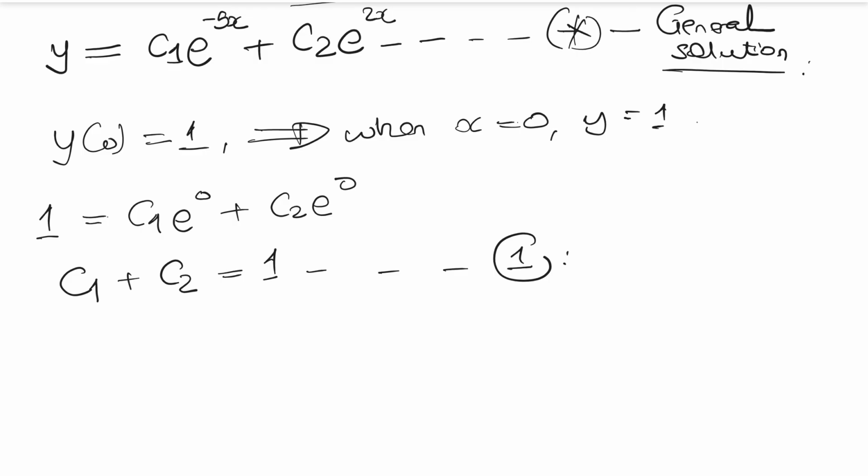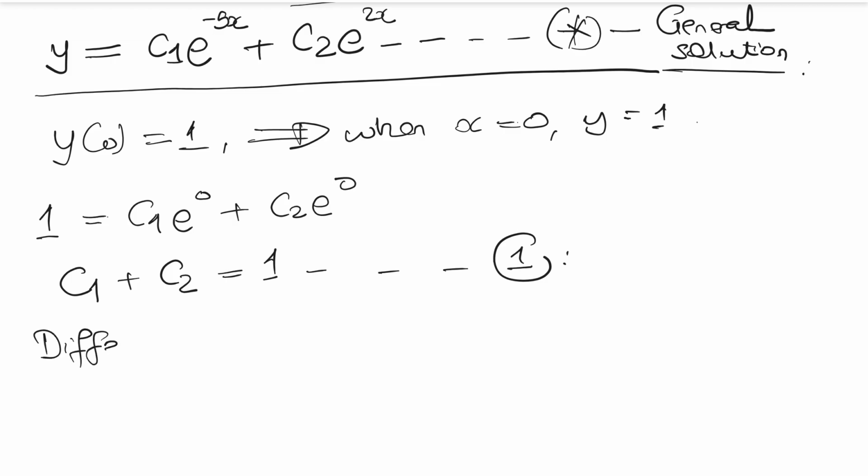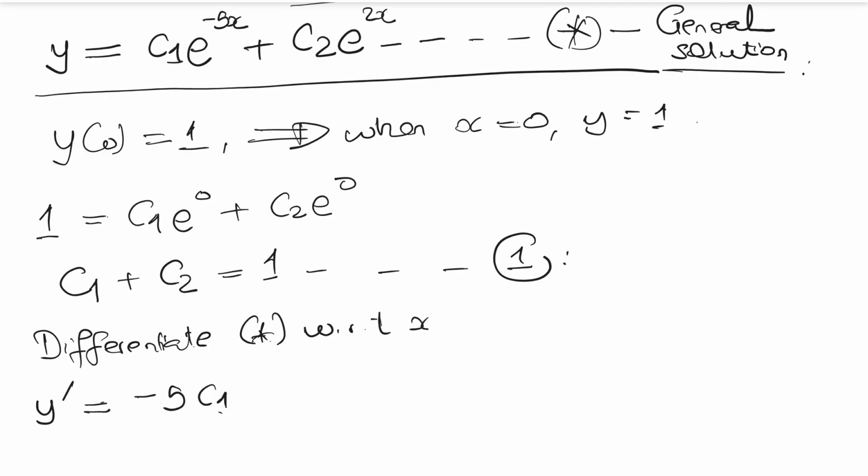And then for the second condition, we have to differentiate the general solution with respect to x. So differentiate the star equation with respect to x. So y dash is equal to minus 5 c1 e to the power minus 5x plus 2 c2 e to the power 2x.